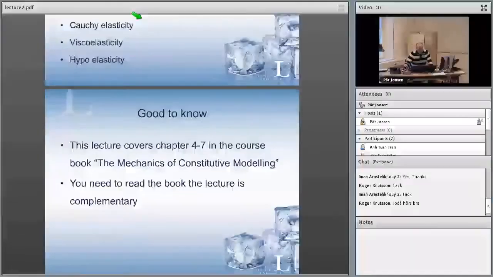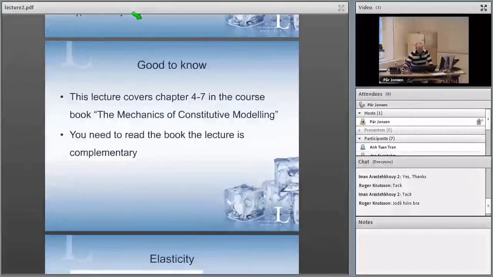As last time, this will cover more or less chapters 4 and 7 in the course book. And of course, I will not be able to cover everything, so you need to read the book yourself. That's the main thing with the course. How is it with you? Have you all got the books yet, or anyone have the book? Okay, that's good. It's good that you read it and go through it.